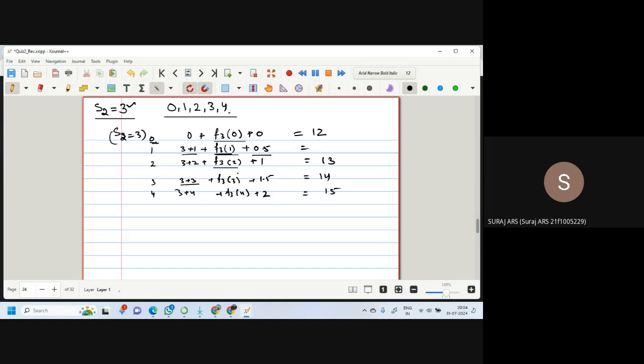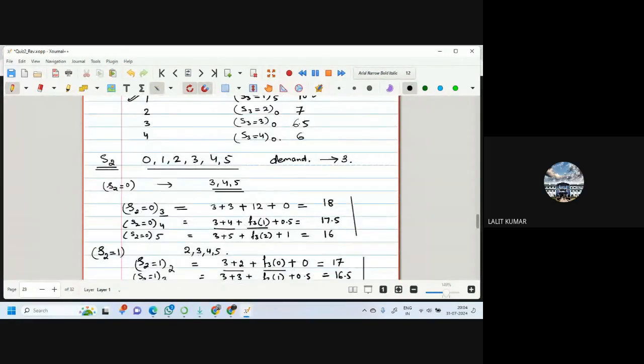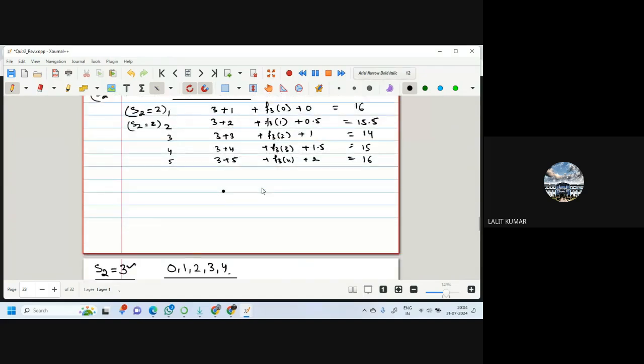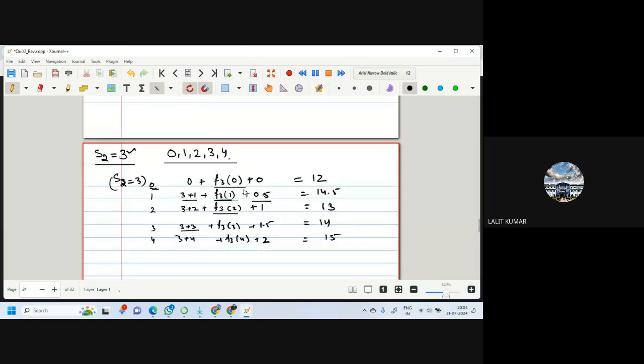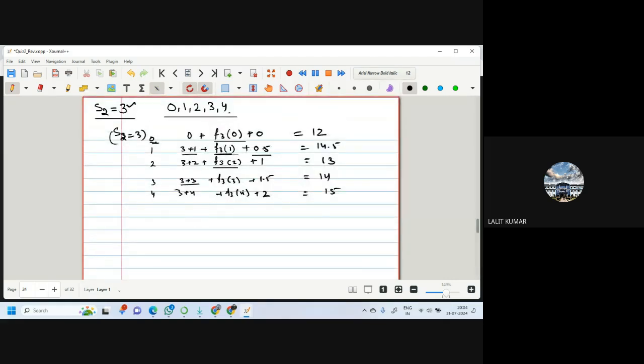So what is F31? F31 is 10. 10 plus 4, 14. This is 14.5. And now we come to the last part. After this, everything will be clear. S2 is equal to 4. Now how much can we order? 0, 1, 2, and 3 only.